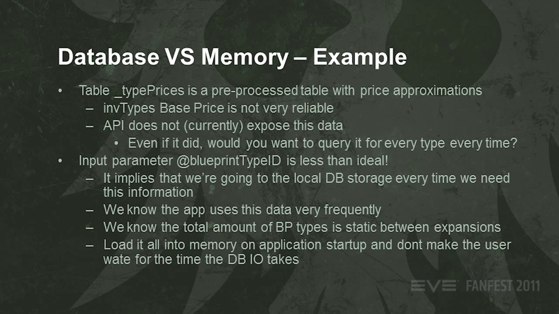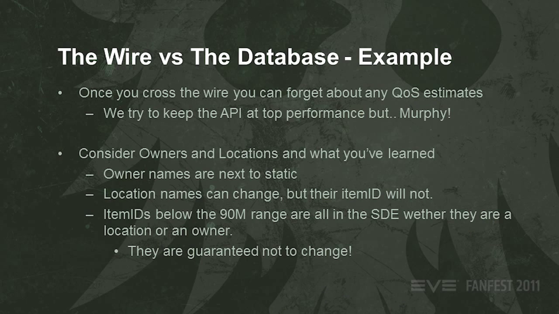But the real stupid thing here is that this type ID parameter seems to imply that you're going to be asking the database frequently over and over again whenever you're looking at a type of a blueprint. You're going to be querying this data into the database. And if you're making an application which is working on blueprints a whole lot, that just doesn't make much sense. You're just going to be wasting a lot of time doing database IOs. Nobody likes wasting time. And now you have the question also of when to cross the wire and when to talk to your database.